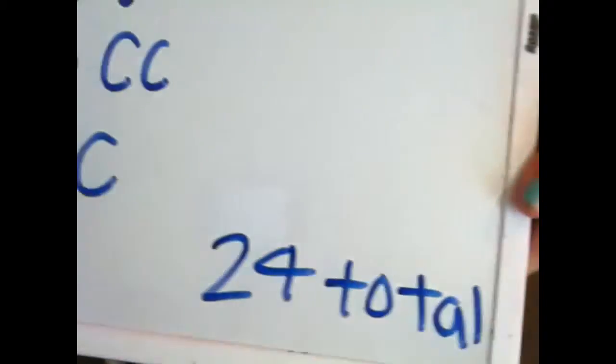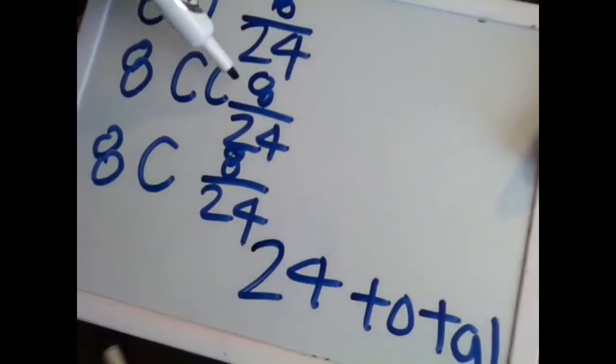So we said we had 24 total. So 24 is going to be our denominator. So we have over 24. So we're going to put 8 at the top of each of our fractions. So we have our 8 vanilla, our 8 chocolate chip, and our 8 chocolate.